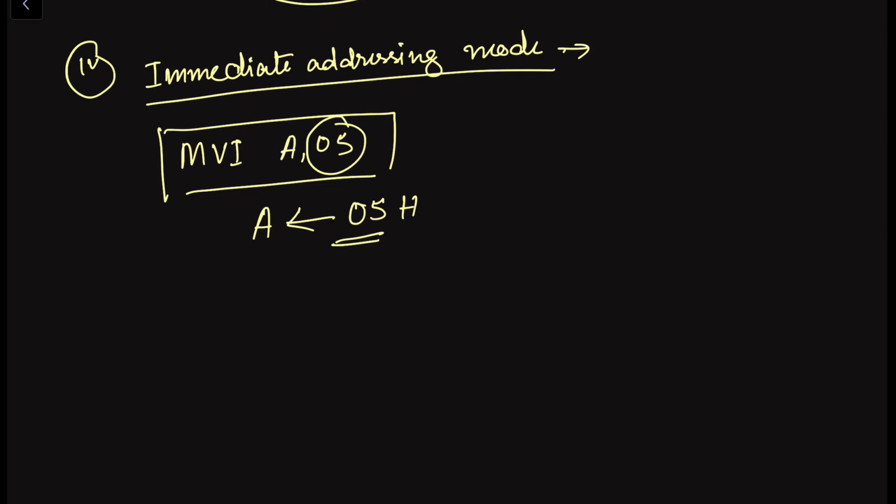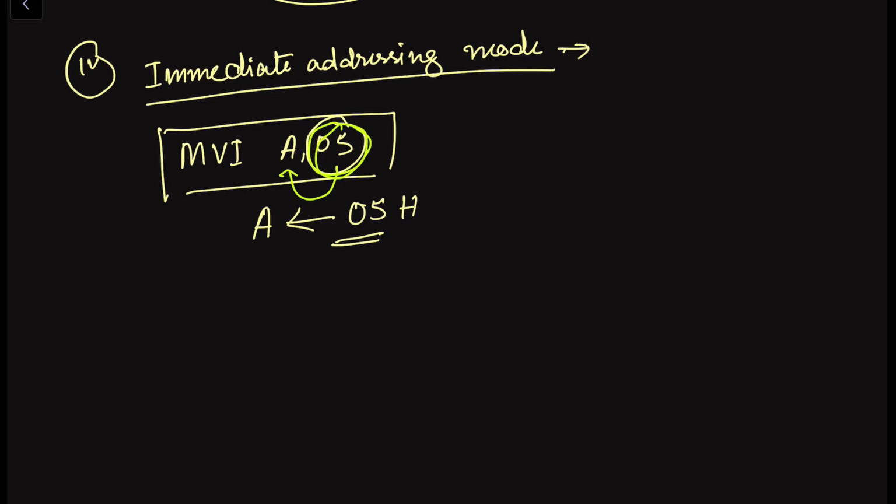Let me repeat, the operand is specified within the instruction itself. Here we have 05, this is the operand, and this operand is copied into the accumulator, because in the case of a data transfer instruction, data is copied from one register to another, or from the memory to another register or memory. So this is one immediate addressing mode example.